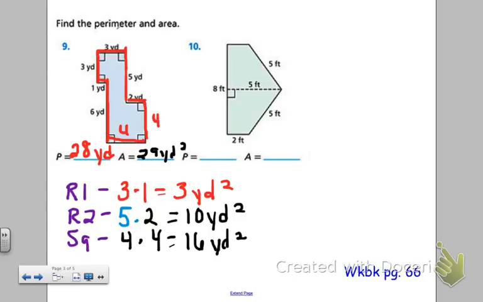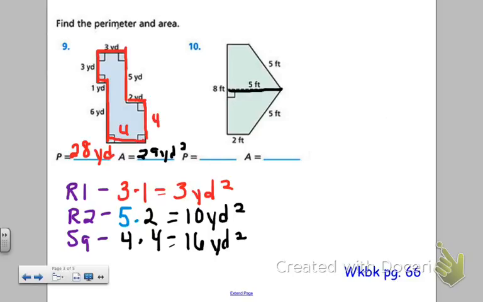Okay, number 10. Let's see, I could break this up a couple different ways. One way is, it's kind of obvious, it's done for us, is to break it up into 2 trapezoids. You can see that we have 2 right trapezoids. Another option might be to break it up using a rectangle and a triangle. Doesn't matter to me. I think I like the idea of the 2 trapezoids because it does kind of look like it's already been broken up for us that way.